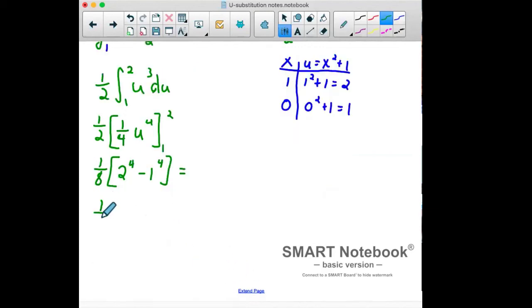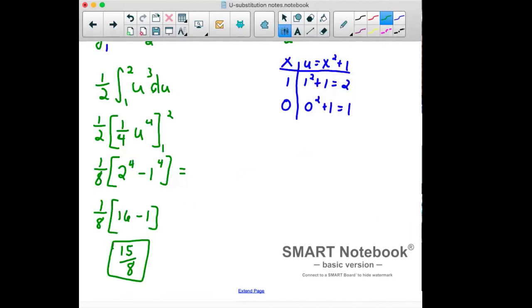All right, so it gives us 1/8. And I know 2 to the 4th is 16, minus 1. So that's 15 times 1/8. So that's 15/8. So again, remember on definite integrals, you're going to get a single answer, a numerical result. And so that is how we do definite integrals.